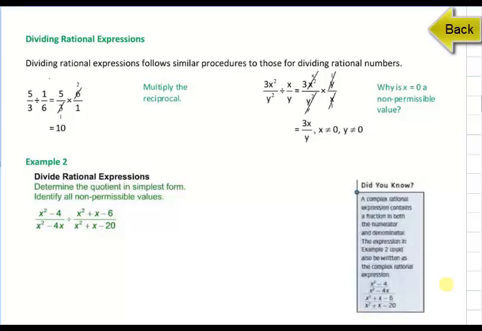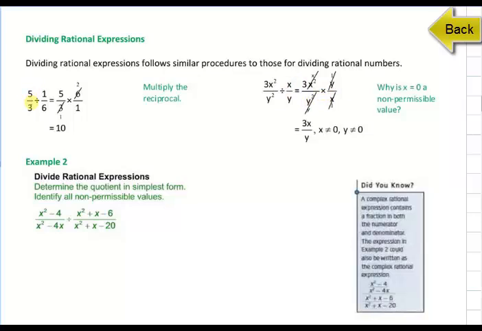So the next thing we're going to take a look at in this section is dividing rational expressions. Dividing rational expressions follows similar procedures to those for dividing rational numbers. So we'll take a look at an example where we're just dealing specifically with numbers, and then we will add some variables and see what happens with that.